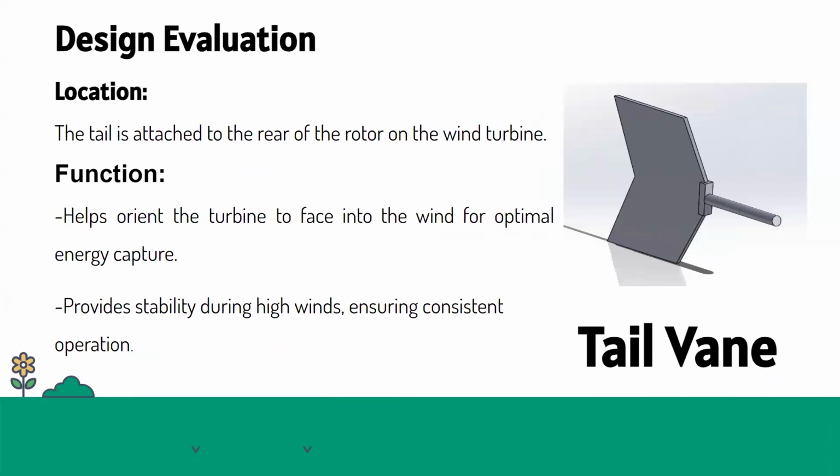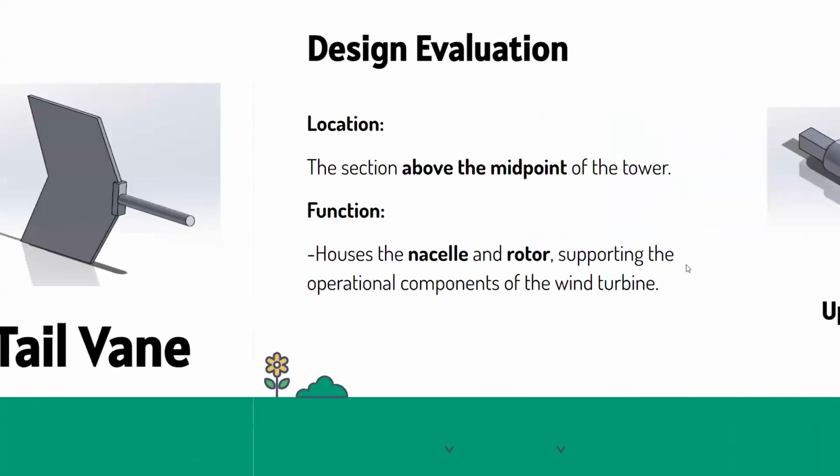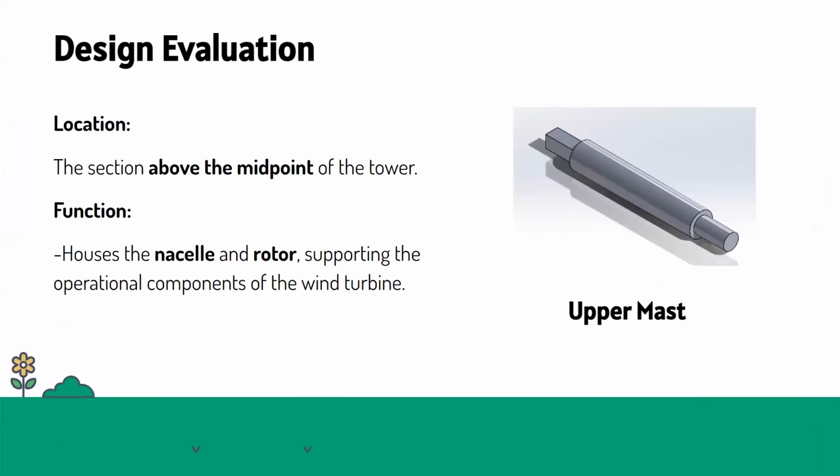Next is going to be our tail vane. The tail vane is attached to the rear of the rotor on the wind turbine. Its function is to help orient the turbine to face into the wind for optimal energy capture, because without it the wind turbine cannot turn to the direction that the wind is coming from. It also provides stability during high winds and ensures consistent operation throughout its whole life.